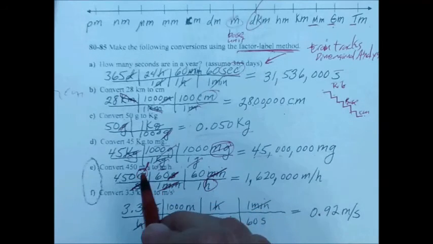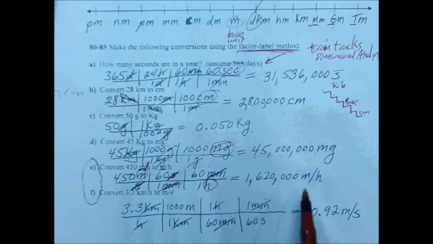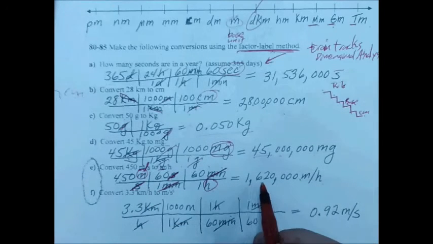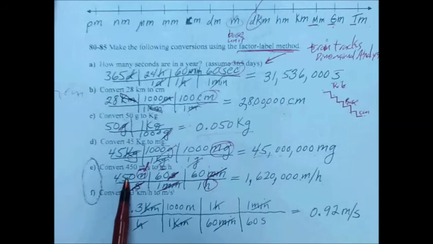What are my two units? Meters on top, hours on bottom, so meters per hour, 1,620,000. We multiply across the top, 450 times 60 times 60. Divide everything on the bottom, divide by 1, divide by 1. Don't really need to do that, we can skip that step. Okay, let's take a look at the next one.